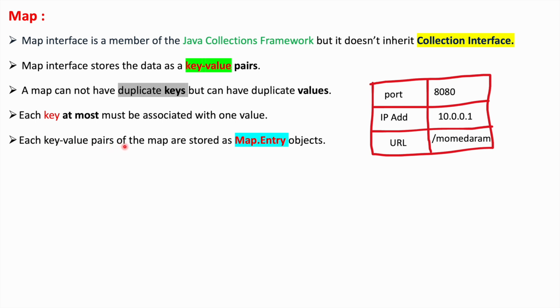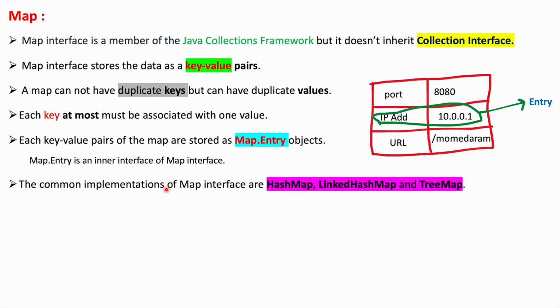Each key value pair of the map is stored as a Map.Entry object. So each key value pair we can call an entry. How will they be stored? As Map.Entry objects. This Map.Entry is nothing but an inner interface of the Map interface.